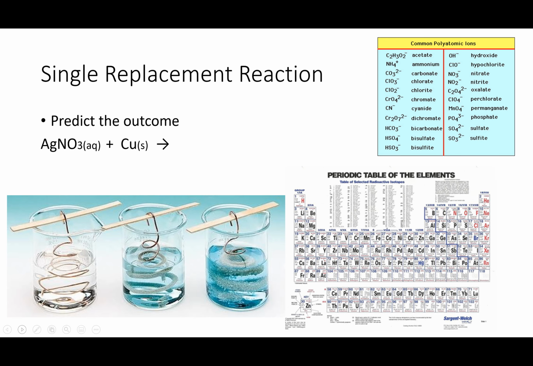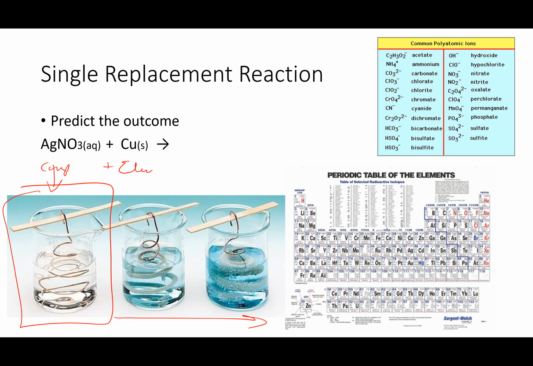Here's another really lovely, fun single replacement reaction. Silver nitrate in solution, aqueous, plus copper solid. Now that's what's going on in this beaker. The next two pictures are indicators of what's happening over time. Single replacement, we have a compound plus an element, and it's going to give us a different compound plus an element. Now, this is a metal and this is a metal. So the metal is going to replace the metal. Copper is going to come along, kick out the silver, and take its place.